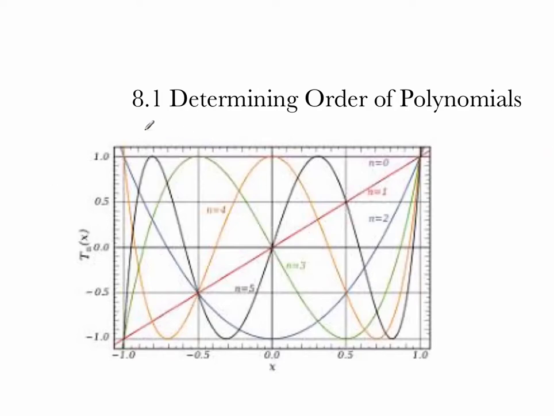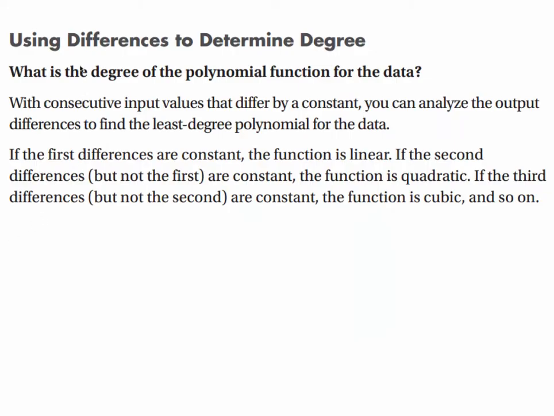Now, sometimes we can determine the order of a polynomial without having the polynomial itself. And we use something called the differences to determine the degree. If you have consecutive input values that differ by a constant, so 1, 2, 3, 4, 5, with outputs 2, 4, 6, 8, 10, we can analyze the output differences to find the least degree polynomial for the data.